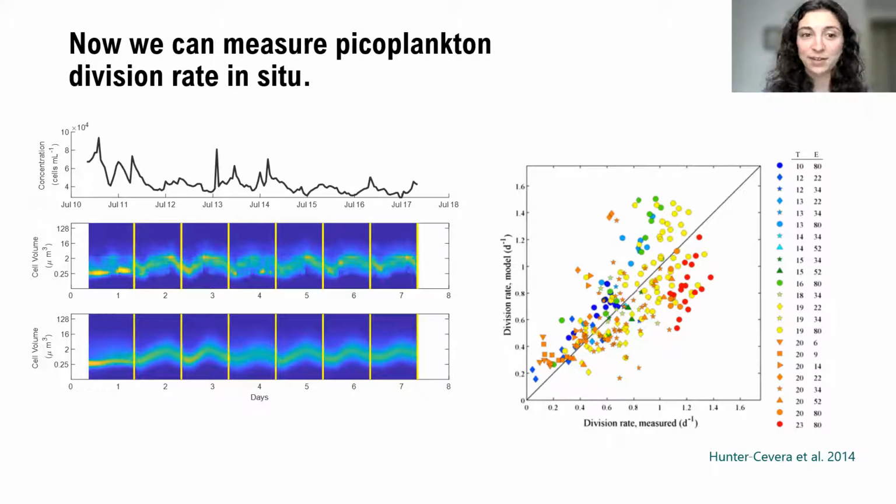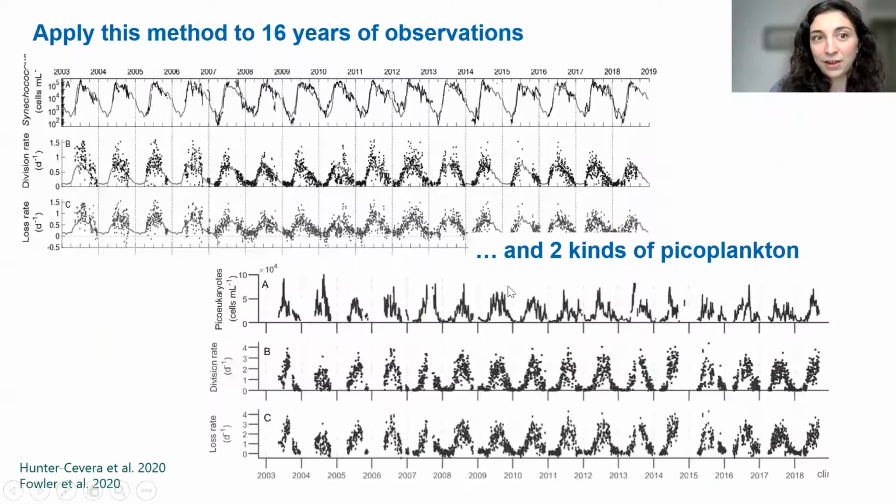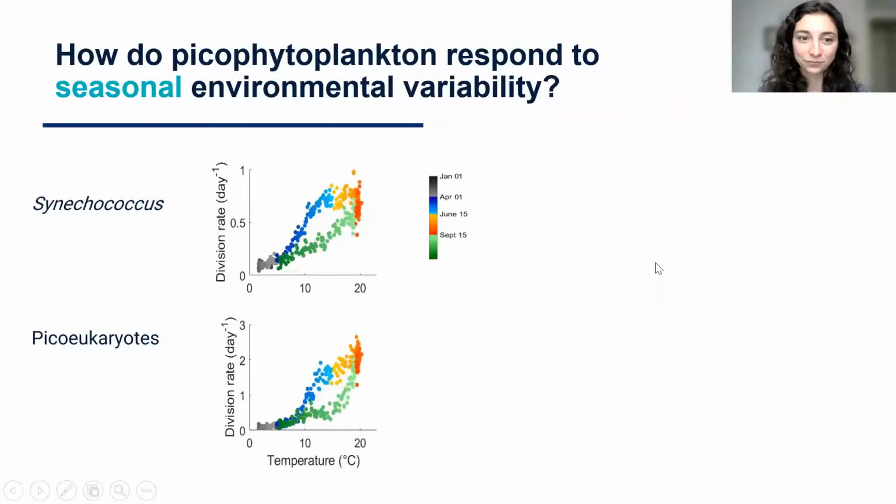But importantly, our method doesn't require that the cells be taken out of their environment and put into bottles and incubated. It just requires observations of the cells at this really high resolution. So we've done this for 2 classes of picophytoplankton for every day of our time series for the 16 years that we had at the time. And we're going to use this information to now relate the division of the cells to those changes in temperature.